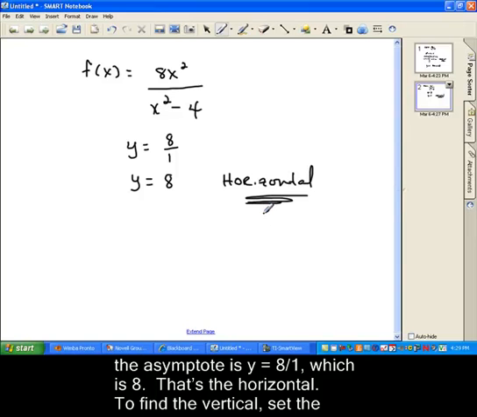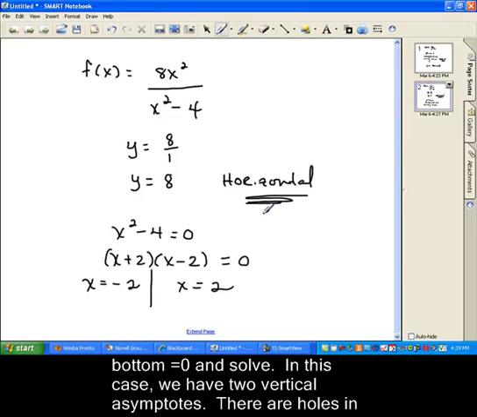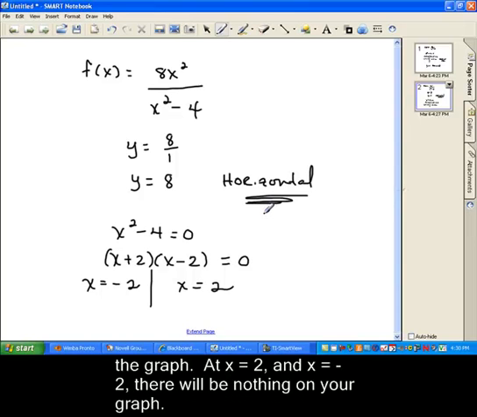You take the bottom, set it equal to 0, and solve. In this case, we have two vertical asymptotes, x equals -2 and x equals 2. Remember that these are holes in the graph, so at x equals -2 and x equals 2, there will be nothing on your graph.